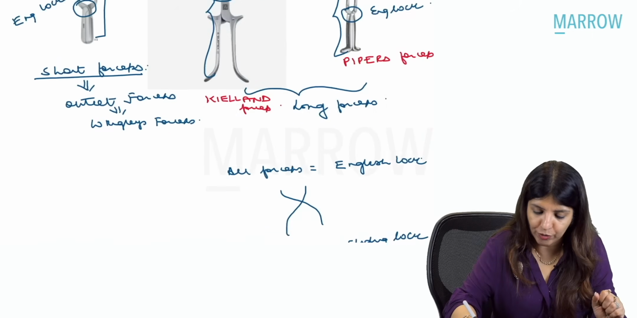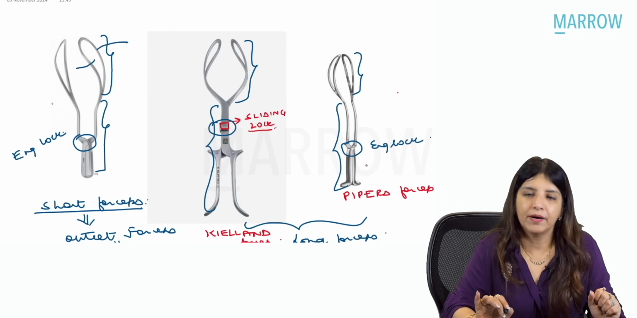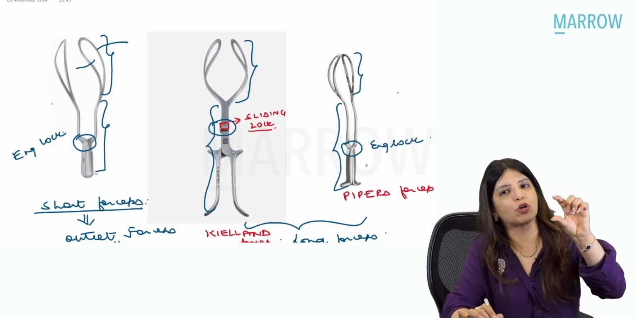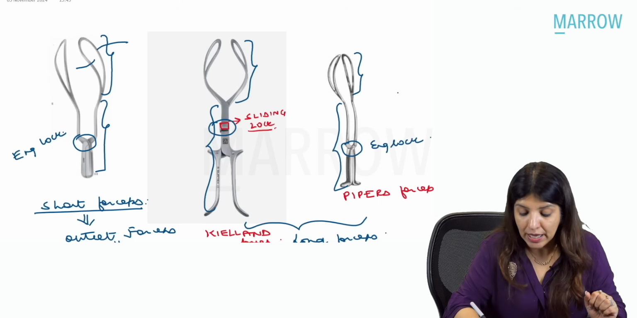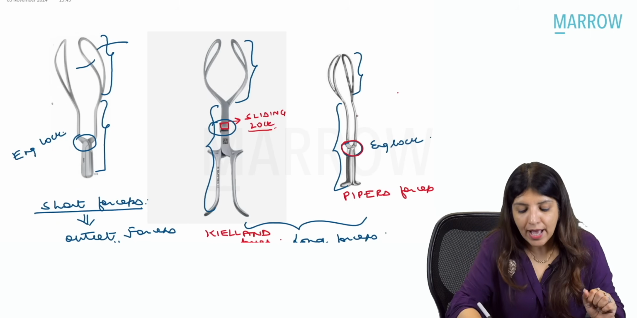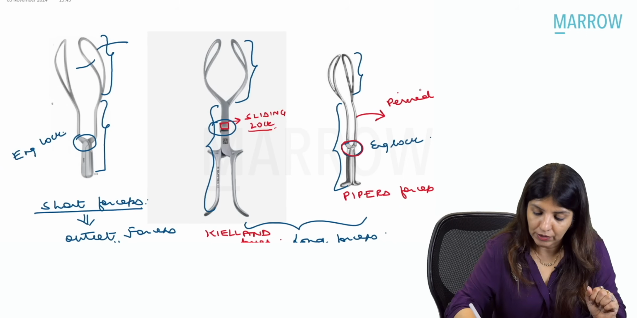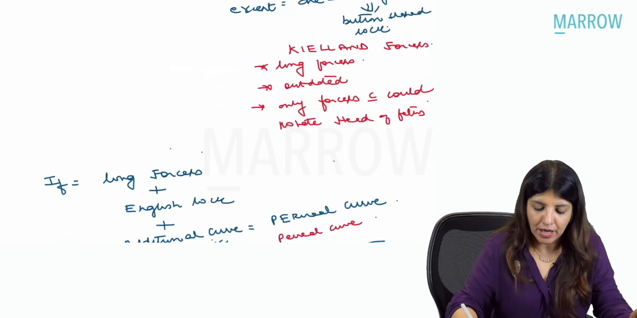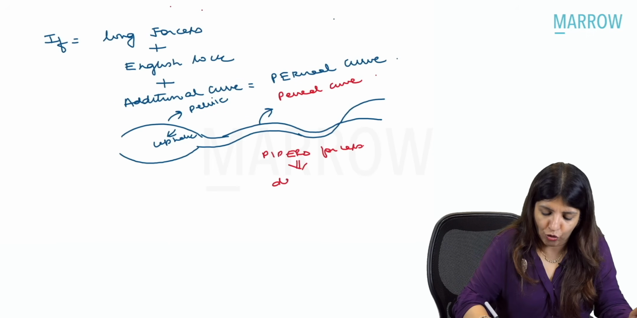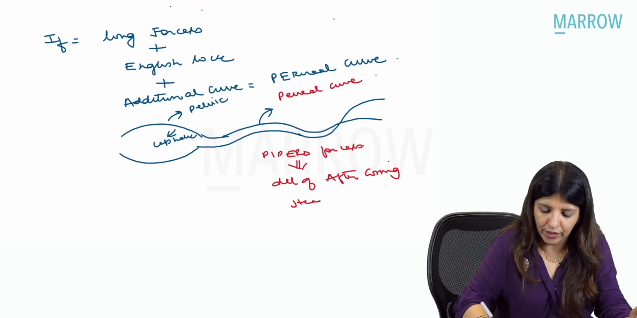So look over here, all of you. In this case, you are seeing this is a long forceps, right? Why is it a long forceps? Because the blade is short in comparison to the shaft and the handle. I am getting an English lock and I am getting an additional curve over here, which is perineal curve. This is Piper's forceps. Piper's forceps is used for delivery of the after-coming head of breech, right?